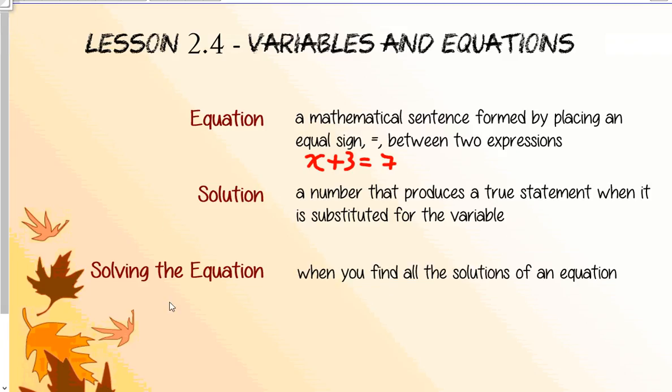Now, the last vocab word is solving the equation, which is when you find all the solutions of an equation. In this example we had up here, x plus 3 equals 7, there's really only one number that could be a solution, because what plus 3 equals 7? 4. So in this case, the solution would be x equals 4.